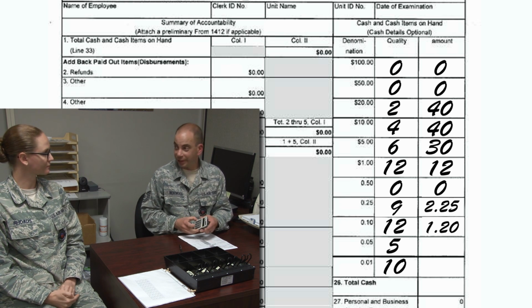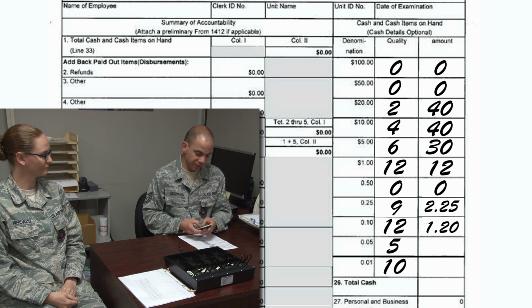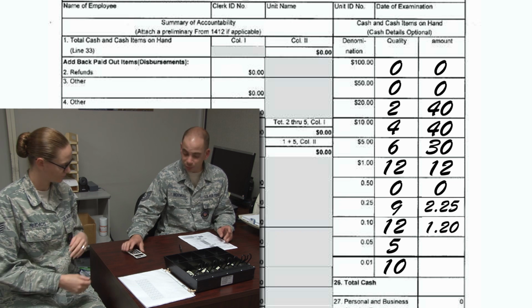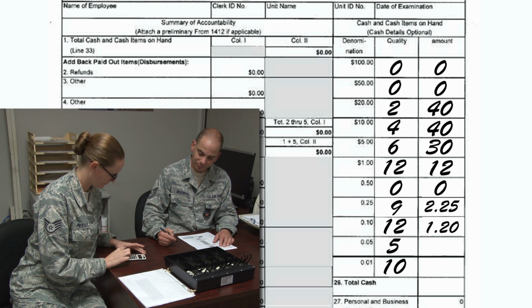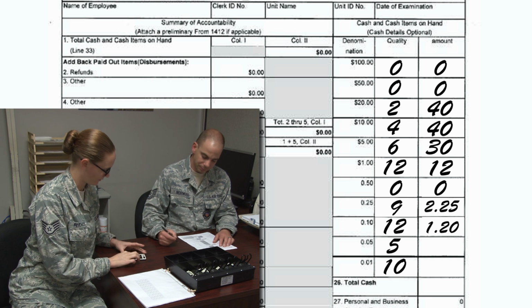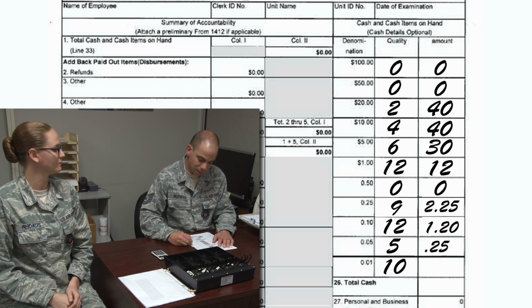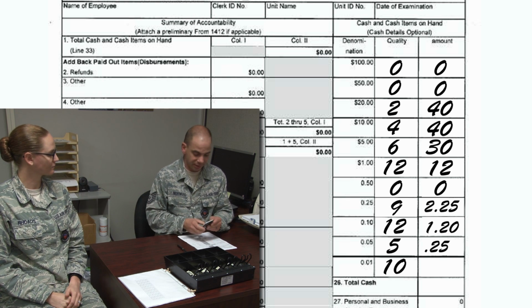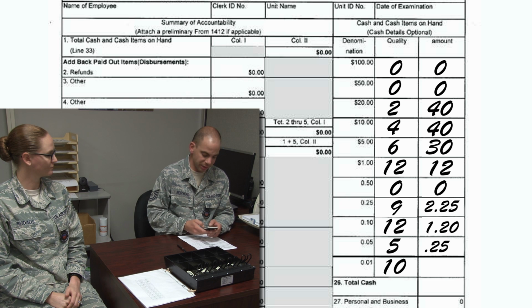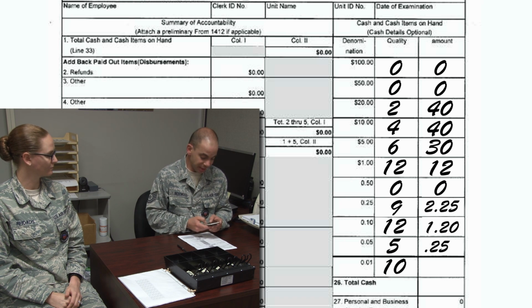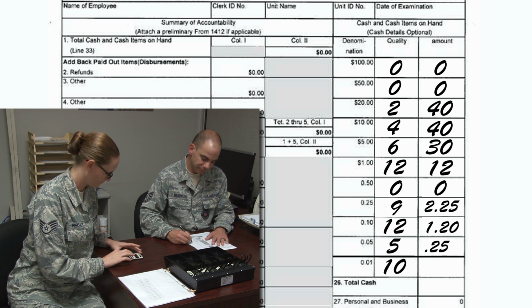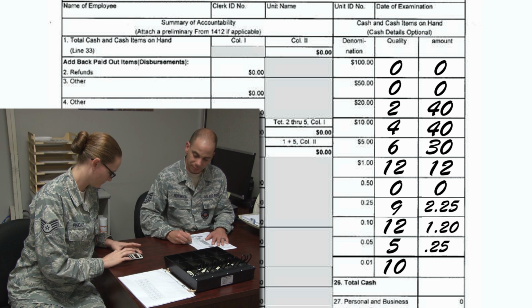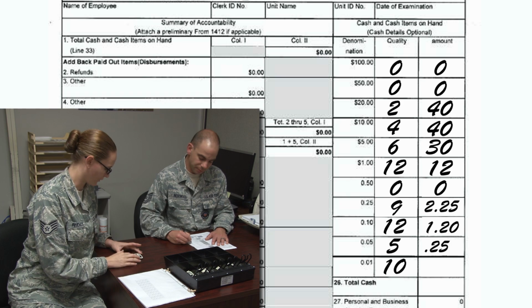Next was our nickels. We counted 5 of them. 0.05 times 5. We've got 25 cents. I concur. Lastly will be our pennies. 0.01. We counted 10 of them. Times 10 equals 10 cents. I concur.